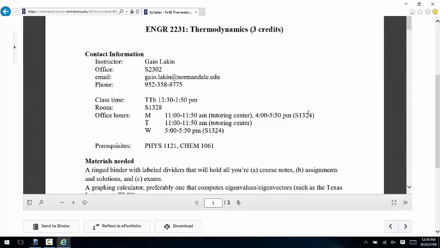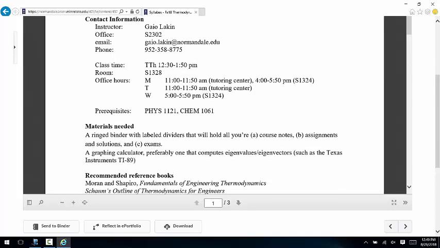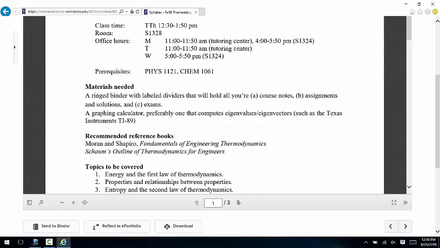Any other questions? Okay, so the materials needed for this class. Well, first, what is not needed for this class is a textbook. I don't require textbooks for any of my classes. I think you can get through this class without a textbook just fine.